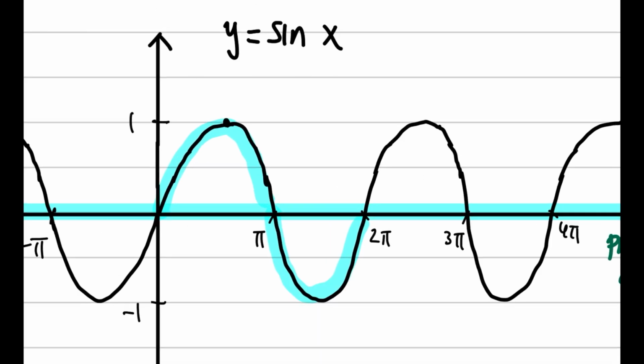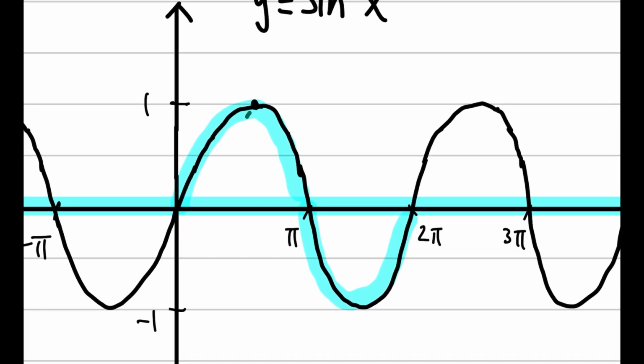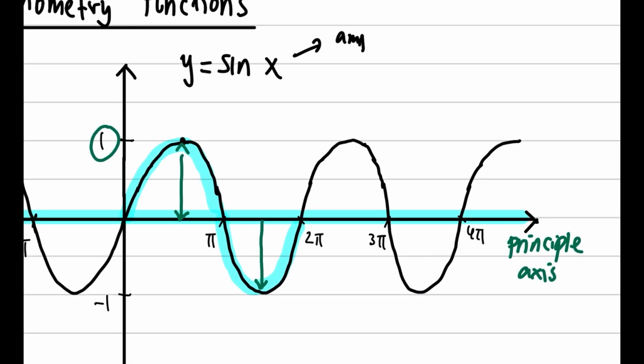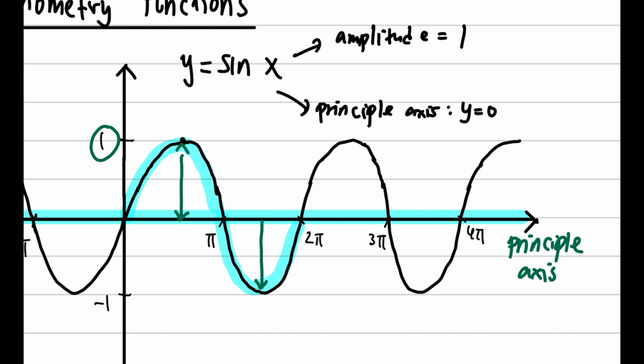The second one is amplitude. The amplitude is the height of the hill or the depth of the valley. It's the same. So we can see that the distance from the principal axis, the middle line, until the peak is 1. So we can say that the amplitude is 1. And the principal axis is the middle line that separates the graph into two. We have y equals to 0 because it lies on the x-axis.